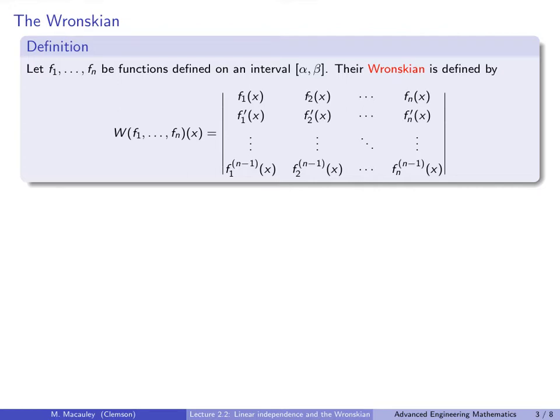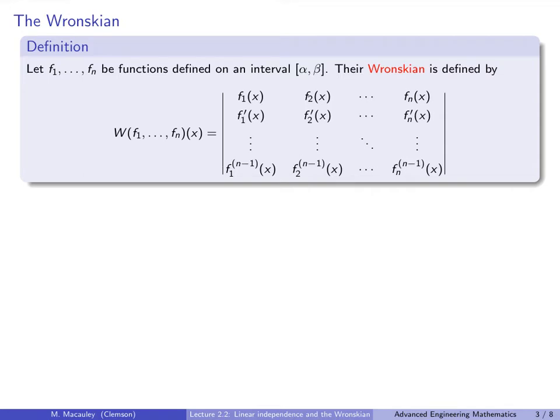I think we have enough mathematical maturity to appreciate it, and we will give some applications of how it's useful in the remainder of this lecture. So let's suppose that we have n functions. Let's call them f1 up to fn, and they don't have to be defined on the whole real line. Maybe they're like log, so they're not defined for negative numbers, but suppose they're defined on an interval. Let's call that alpha and beta.